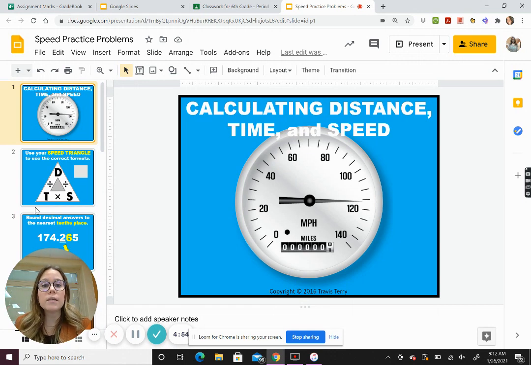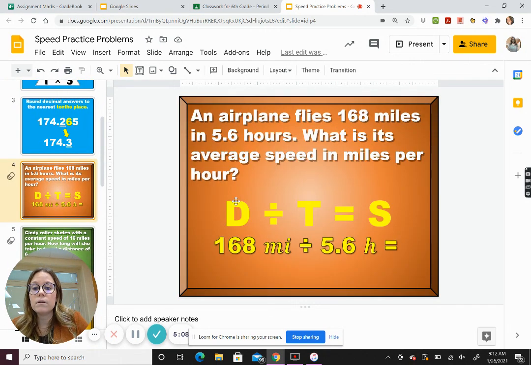So if you have any questions, please let me know. Try your hardest. You can use a calculator, but I still need to see what you're dividing out. So I need to see you write down distance divided by time equals S, and then I need to see you write down what you're dividing out.